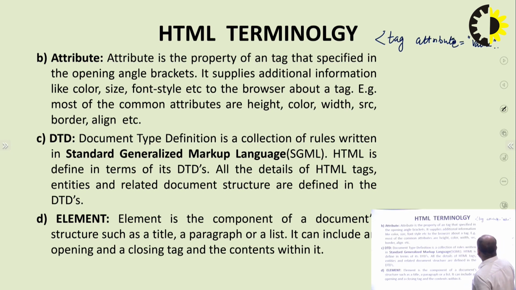For example, if I have a body tag, and with the body tag I write bgcolor equal to red. Here body is the tag, this one is the attribute, and this one is the value of that attribute. Once the tag is executed, the background will be of red color. So the body background color will be red.